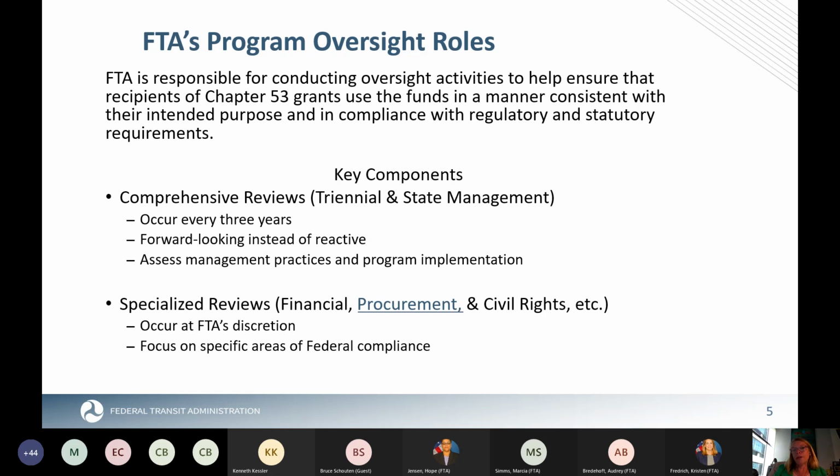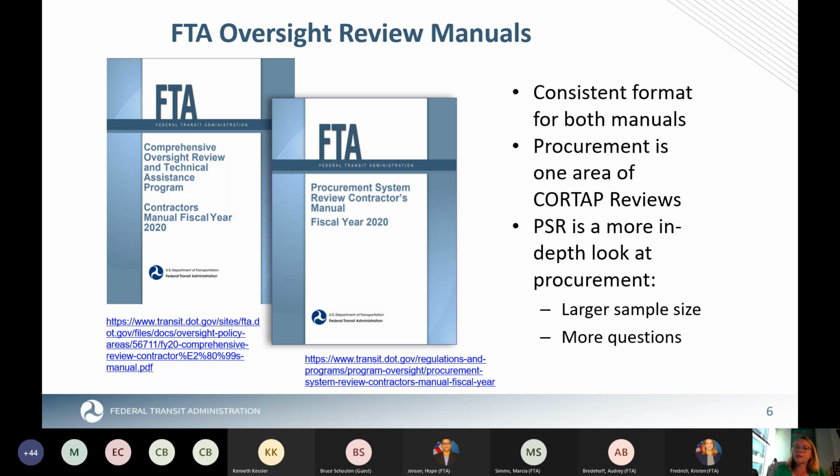While procurement is one area in the comprehensive reviews, the procurement system reviews, as this last bullet says, focus specifically on a certain area. So FTA specialized reviews go very deep in the area in which the subject of the review is about. On the next slide, we show what FTA has running behind a number of its reviews. These are its contractors' manuals. On the left-hand side is the screenshot and the URL address for the current QuarTAP contractors' manual. On the right side is a shot and a link to FTA's procurement system review manuals.